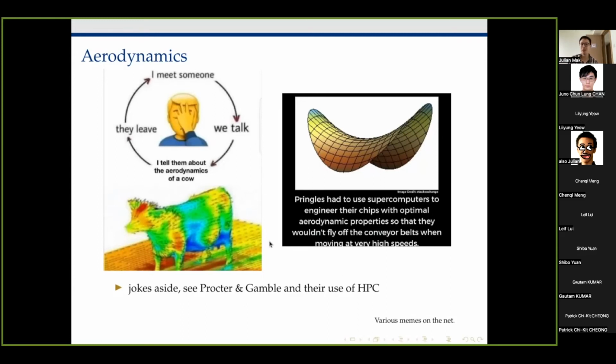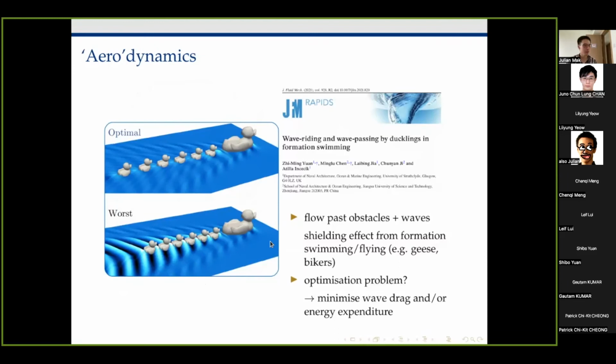Another example you could do, so this is a recent paper in JFM Rapids, 2021. It's about ducks swimming. This is slightly different to the flying geese problem, or the bikers problem. As you know, geese tend to fly in a V formation because you end up not being in the wake, you end up getting some sort of shielding effect. And similarly, when you see Olympic bikers, they try and get as close to each other as possible within a team.